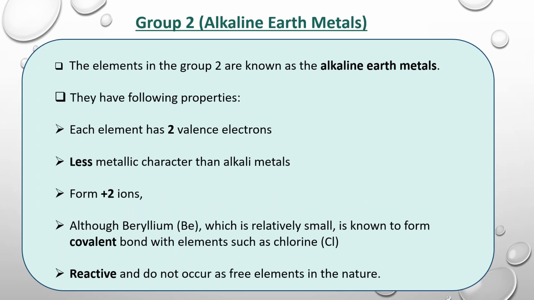Group 2, Alkaline Earth Metals. The elements in group 2 are known as the Alkaline Earth Metals. They have the following properties. Each element has 2 valence electrons, less metallic character than alkali metals, form +2 ions, although beryllium, Be, which is relatively small, is known to form covalent bonds with elements such as chlorine. They are reactive and do not occur as free elements in nature.